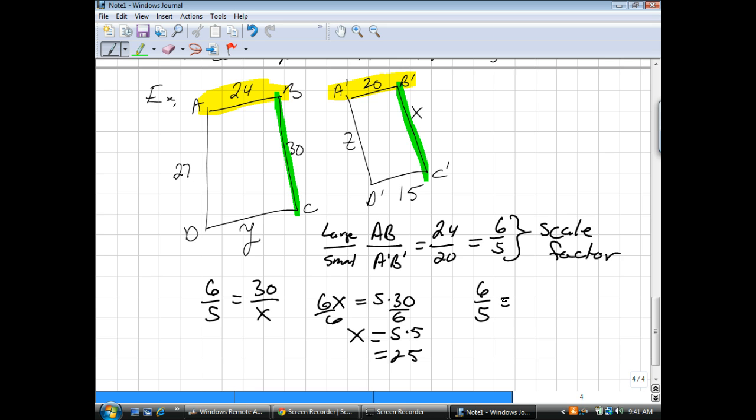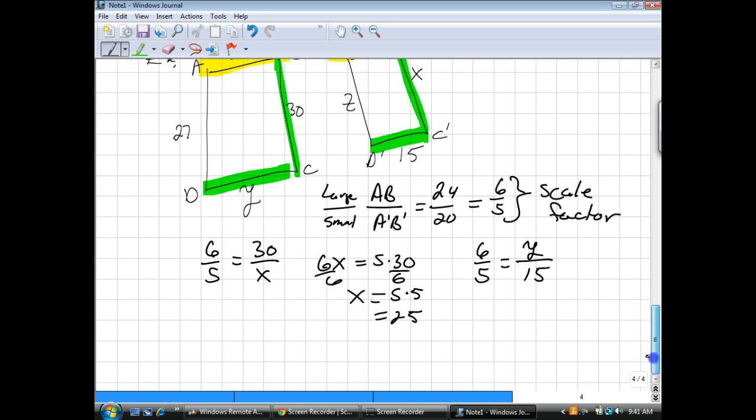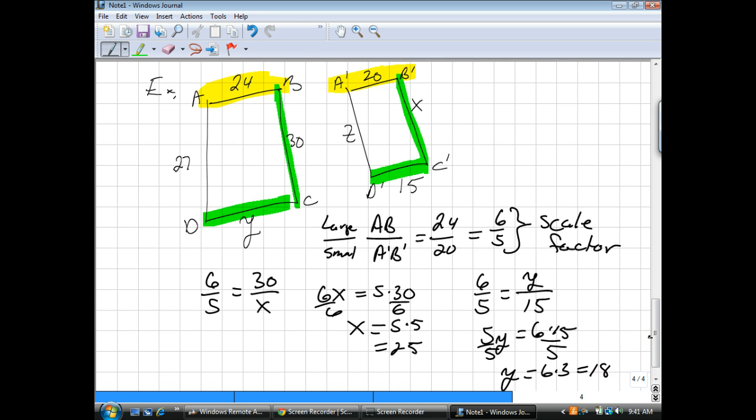But now y is DC, and that corresponds to D prime C prime. So I set up my ratio. So remember I did large to small. So it's going to be y on top, 15 on bottom. Order is super important. Now we use means and extremes. We get 5y equals 6 times 15. Divide by 5. So we get y equals 6 times 3, or 18. So now we know that y has a length of 18.